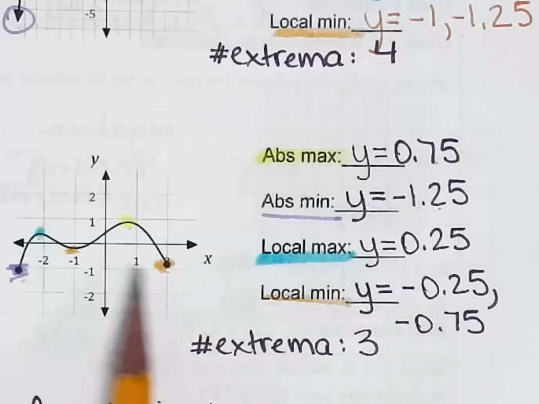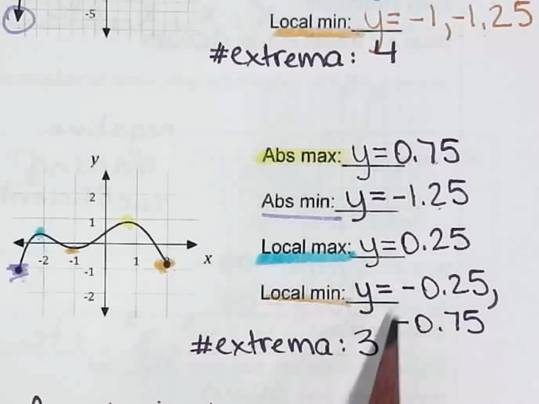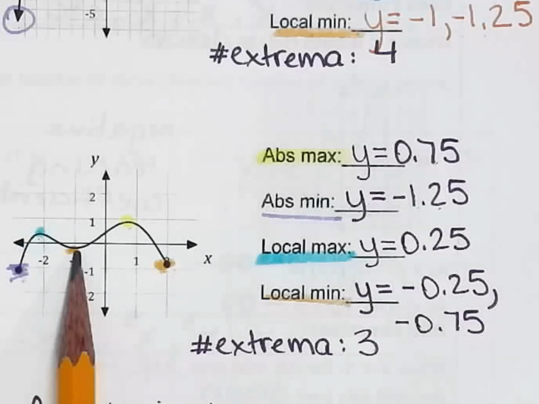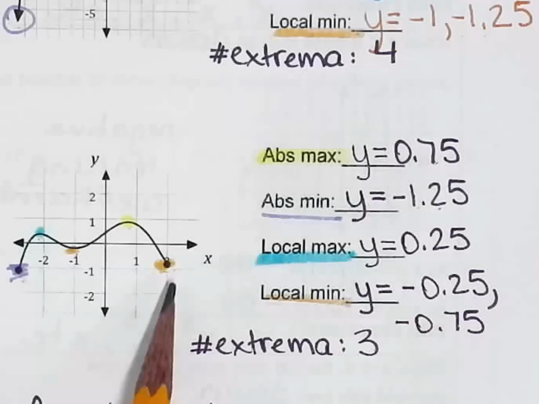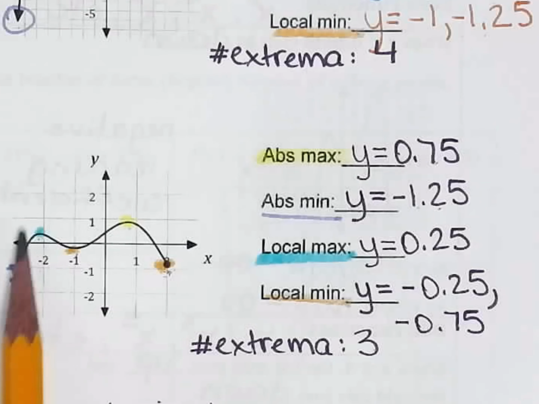Local minimum, we have 2 right there, and I have -2.25, 0.25 right there. And here it's a little less than 1, so -0.75. Number of extrema, 1, 2, 3. Okay, the turning points are right there at 3.